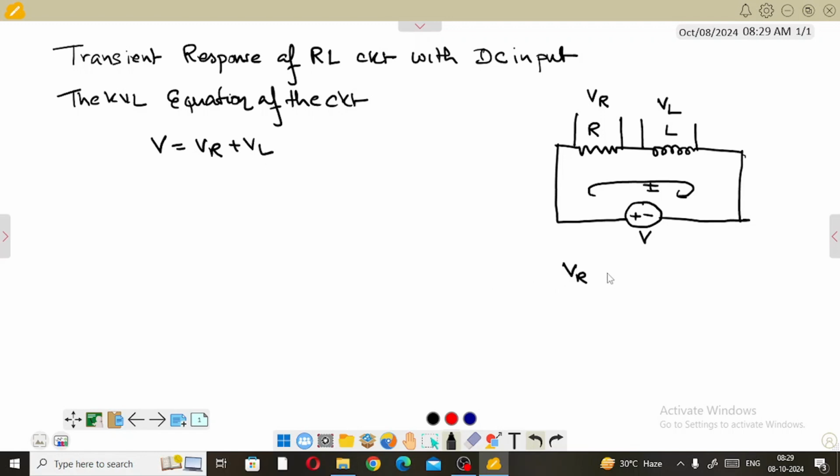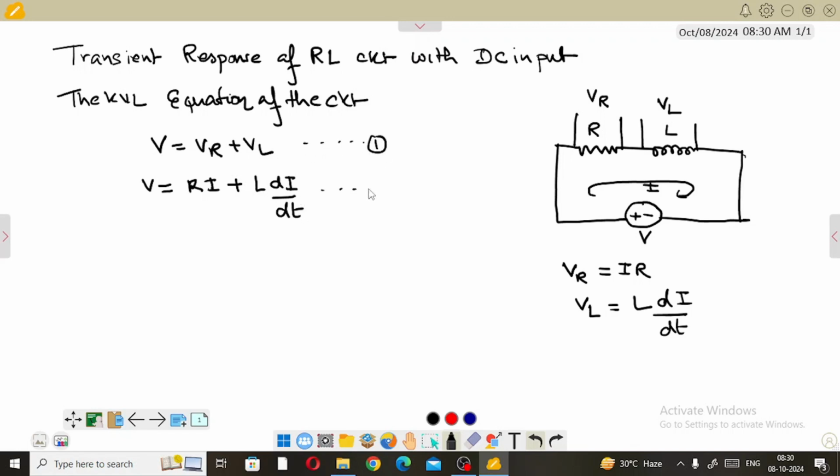So what is VR? VR equal to I into R. And what is my VL? VL is equal to L, and that is di of dt. So I'll plug in those values here, and so I got V equal to Ri plus L di of dt. So I will name this equation number 1 and this equation number 2.